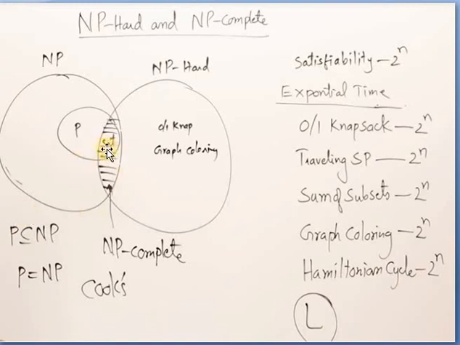Though it is not proved that satisfiability lies in P, or that satisfiability has a polynomial time deterministic algorithm, the theorem says that if it is the case, then P becomes NP. So this is about the NP hard and NP complete problems. I hope you all have understood it.